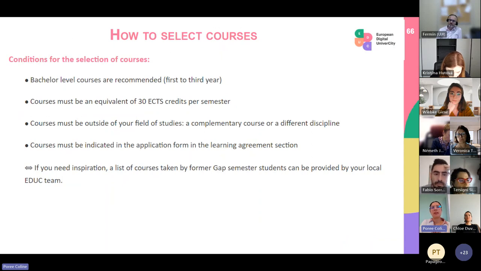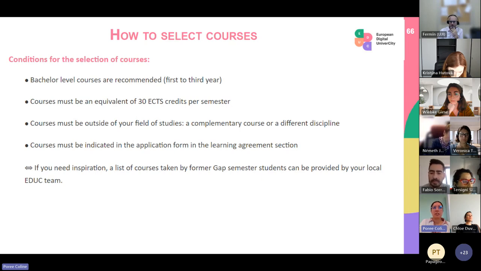So real quick, a reminder regarding the selection of courses. You've got several conditions to respect when you select your courses. We recommend bachelor level courses, as we've already said during the meeting, because obviously you get to choose subjects that you've never studied before, and it's easier to pick a bachelor course.